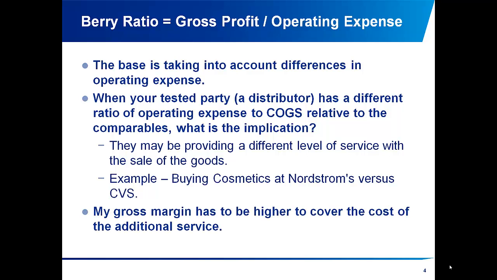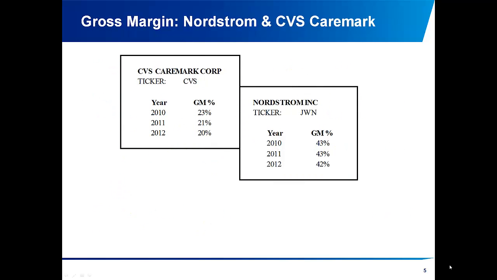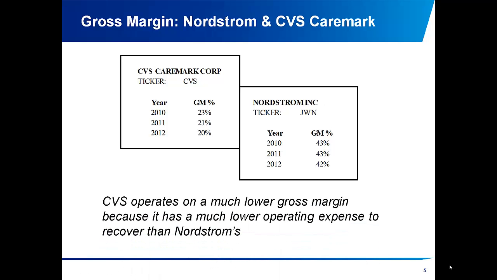The gross margin at a Nordstrom's would have to be much higher to cover all of the costs of that additional service. And the numbers bear that out. Here's a quick look at the gross margins of CVS versus Nordstrom's for the last 3 years. And you can see it's very compelling. Nordstrom's has a much higher gross margin relative to CVS because it's got a completely different sales operation. CVS can get by with a lower gross margin because it has much lower operating expenses to recover compared to a Nordstrom's.